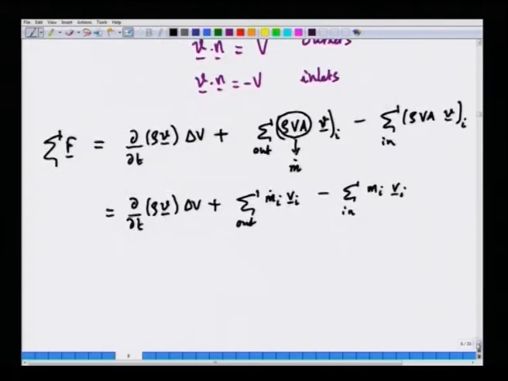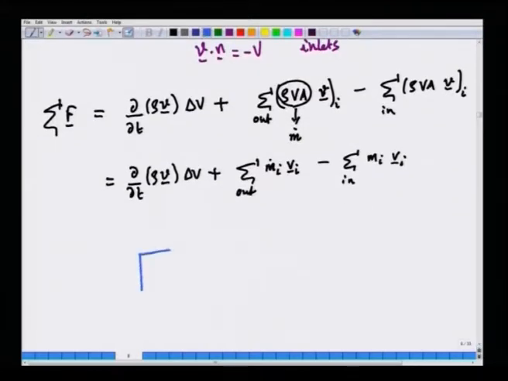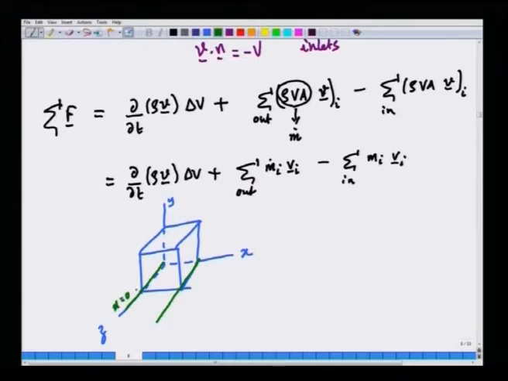Now, the control volume is a tiny cube, with axes x, y and z. You have a face at x, and a face at x plus delta x. We can call it any x, just to be general. So, there are two faces: one is the left face, the face at x, and the other is the right face, the face at x plus delta x.